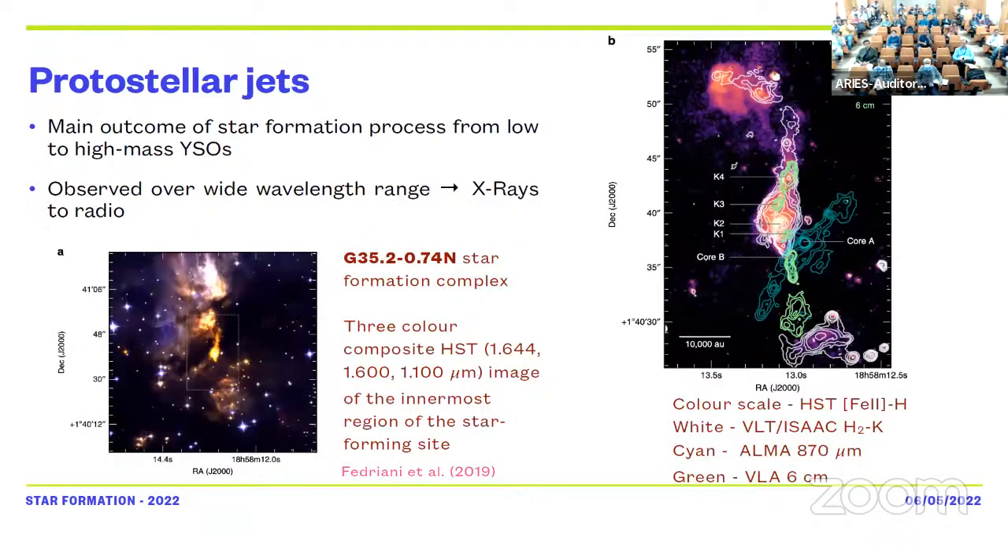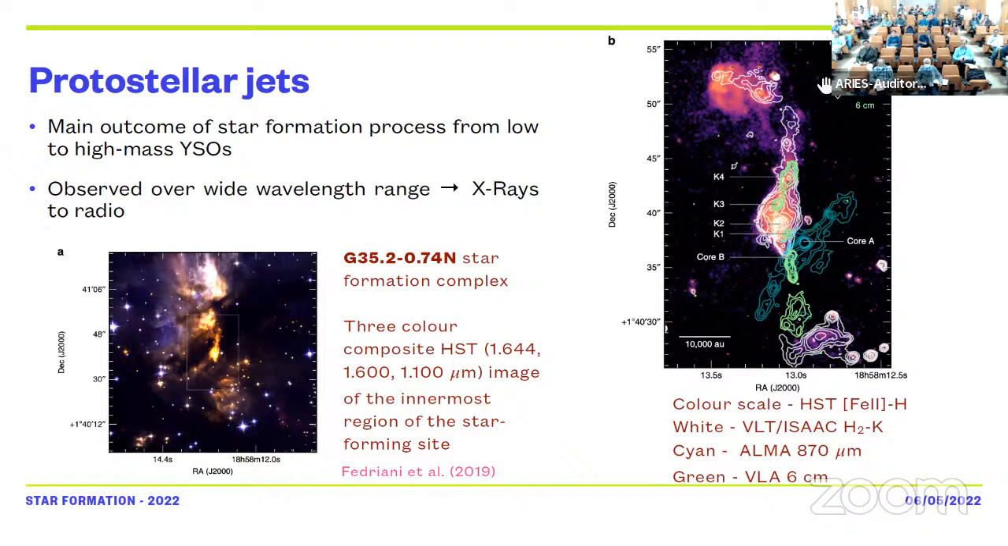As we heard in the previous talks on the first day, protostellar jets are ubiquitous to star-forming regions, from low-mass stars to high-mass stars, and they can be observed over a wide range of wavelengths from X-rays to radio. For example, this is the three-color composite HST image of a well-known star-forming region, G35.2-0.74N, which is known to have outflow activity. This is a blown-up version of the central region of this source, and the color scale and white contours represent the narrow-band Fe II and H2 images at near-infrared wavelengths. As can be seen, at these two wavelengths they have an elongated morphology in the north-south direction, which is part of a protostellar jet.